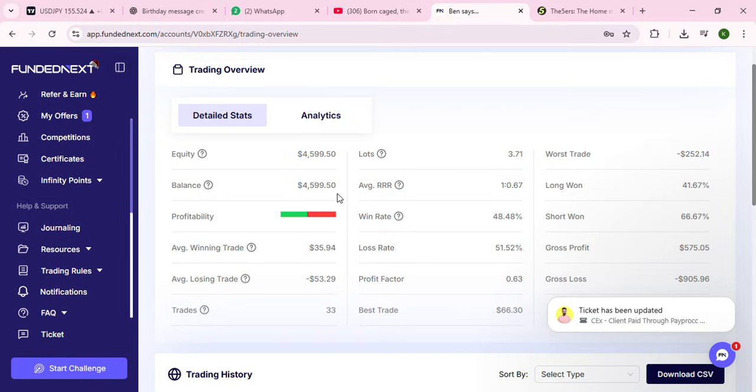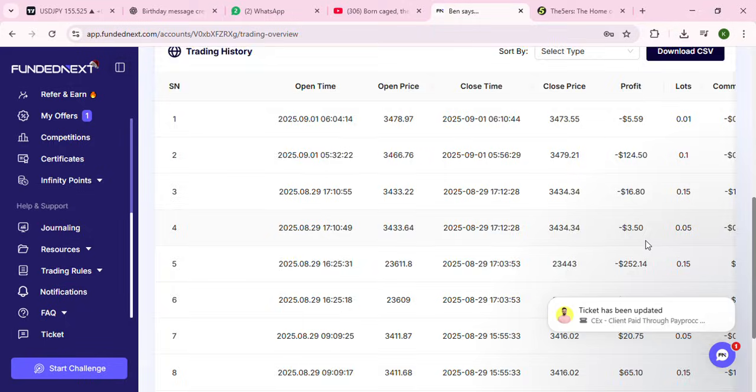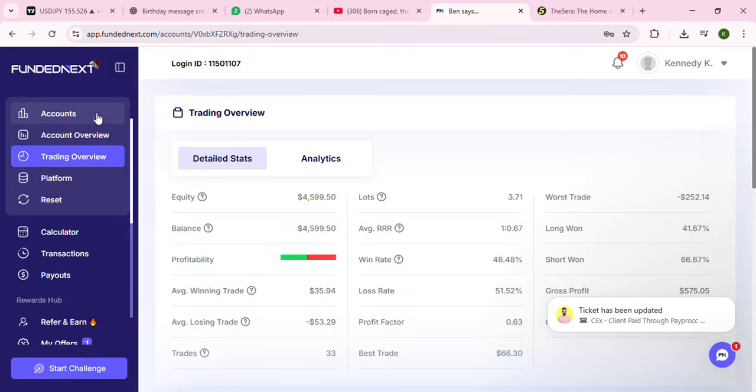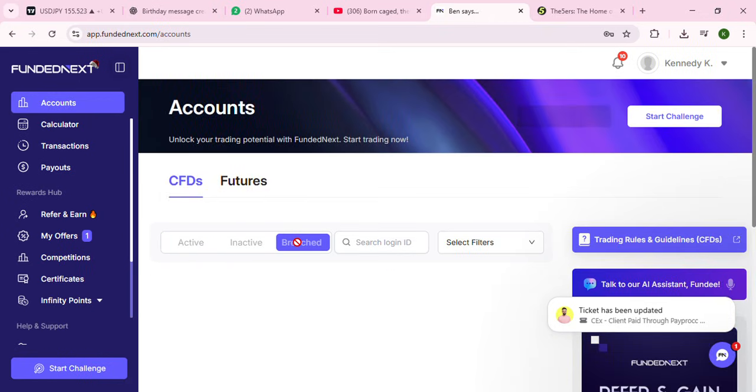On trading overview, you can see I had a gross profit of $575. Longs 141, shorts 166. Winning rate here was less than 1:1. You can see it's at 1:0.67. You can see everything over there. All the trades I took are here. So that is how I ended up breaching or blowing that live funded account.